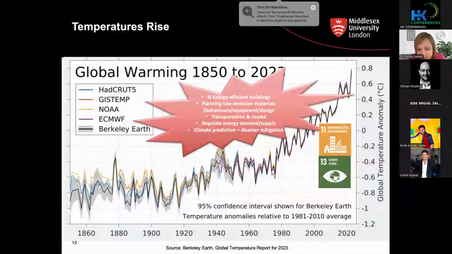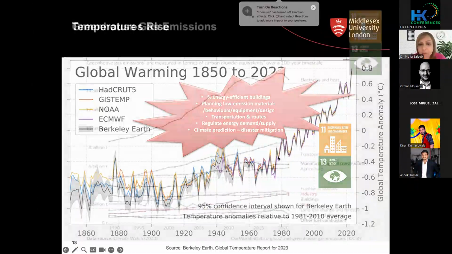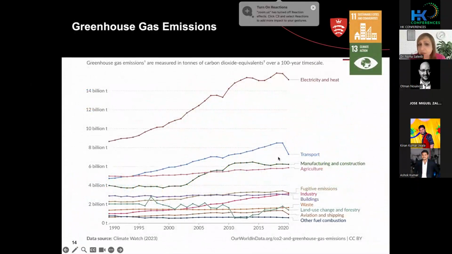Transportation routes, like for example, the current wars in the Middle East are preventing a lot of transportation to be happening in the Suez Canal. This has a huge impact if ships are not able to take that shortcut and go around a continent, for example, in order to deliver materials. Again, this will help with disaster mitigation and prediction of what the climate could be. AI is definitely useful in all of that.